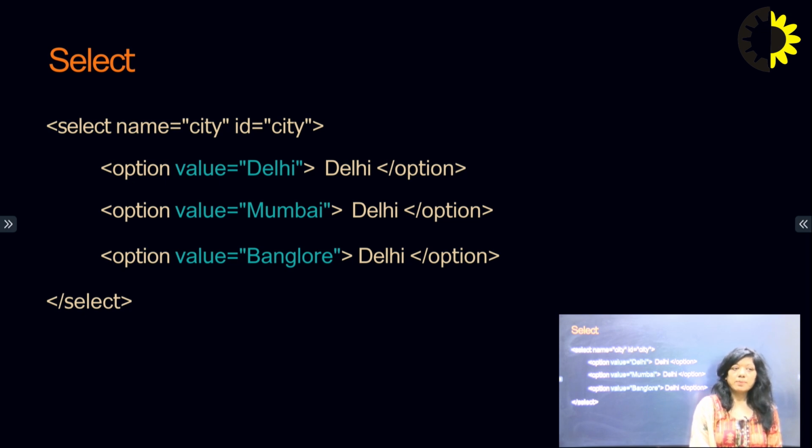First one, option value is equal to Delhi, option value is equal to Mumbai, and option value is equal to Bangalore. So in my form, when my form is developed, a dropdown will be created for city, and in city we have 3 options, and I can choose from these 3 options.